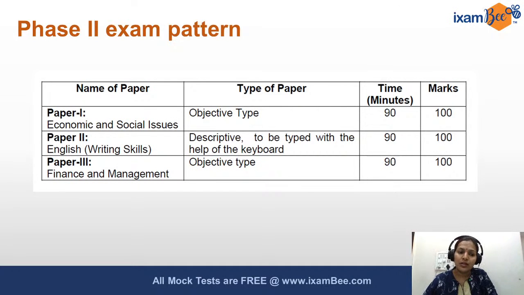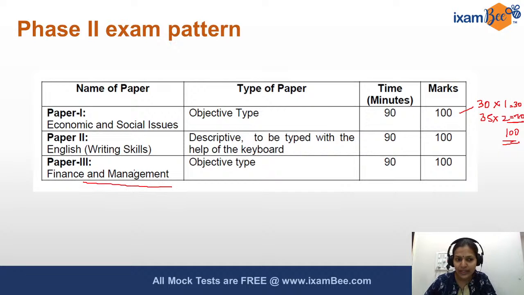These 100 marks are divided into 30 questions of 1 mark and 35 questions of 2 marks, making a total of 100 marks. That has been the pattern for some years, and it's likely to be the same. A similar pattern applies to Finance and Management, which we are going to discuss today in detail. It is also objective in nature, with 30 questions of 1 mark and 35 questions of 2 marks.